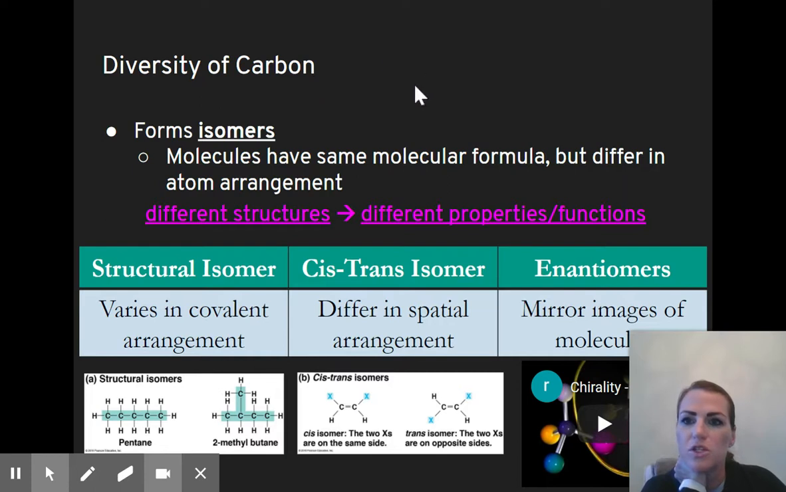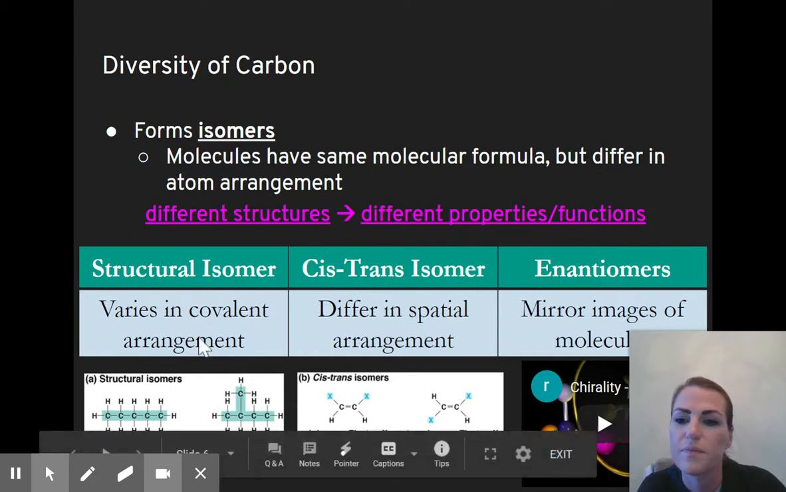The other thing carbon can do is it can form isomers. Isomers are molecules that have the same molecular formula, but they differ in atom arrangement. A key idea that I want you to be aware of is that different structures are going to give different properties and functions. So structure and function is super important.